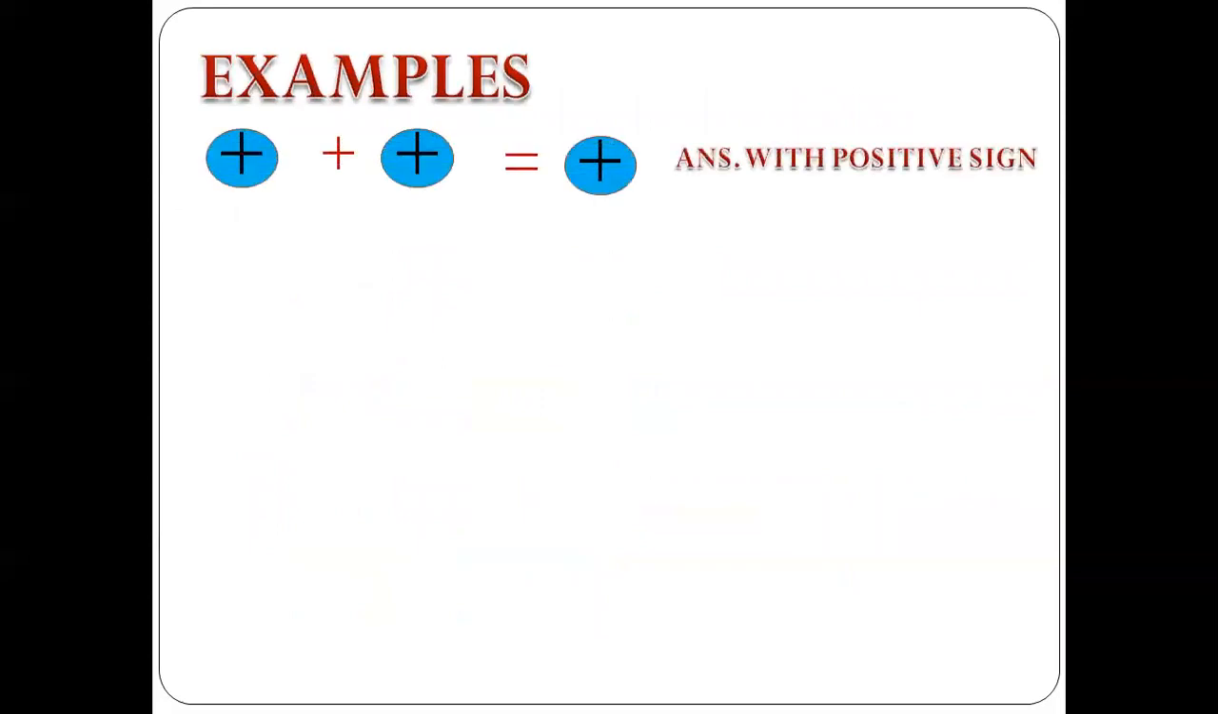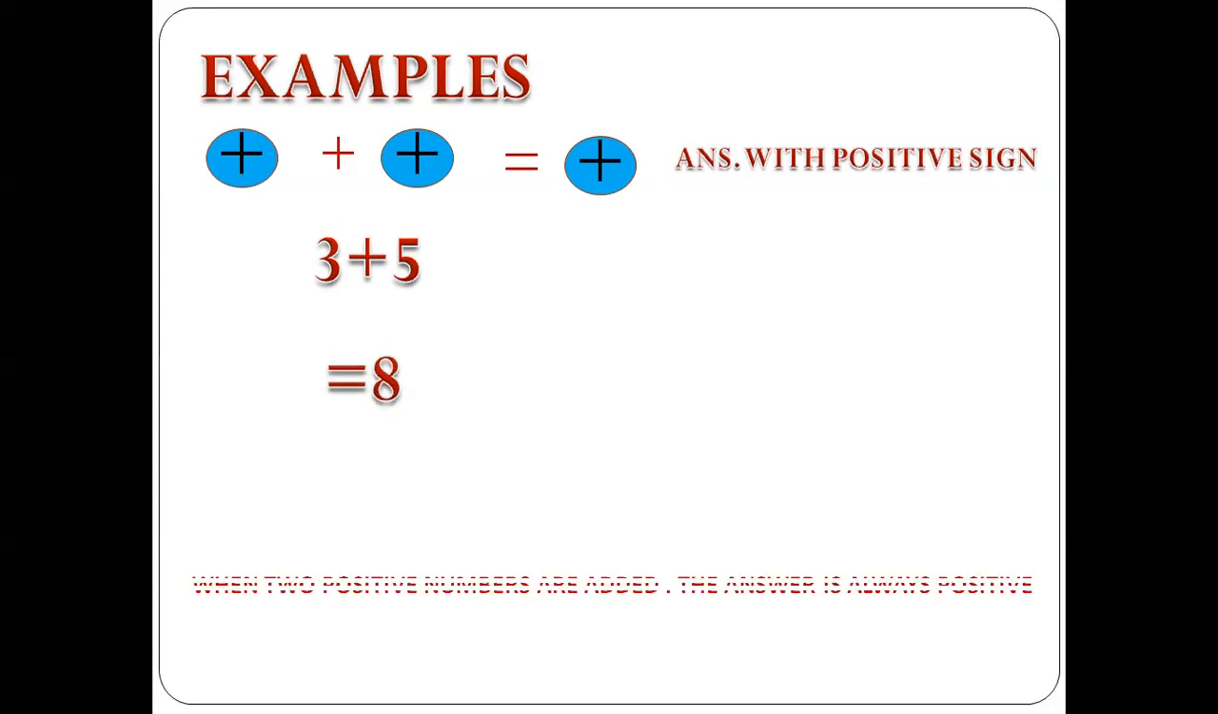So the first rule says, again I'm repeating, that when two positive numbers are added with each other, the answer is always positive. So let's see the example. Here you can see 3 plus 5. 3 is a positive number and 5 is also a positive number, and we know how to add them. So 3 plus 5 is 8. So 8 is also a positive number. It means that when two positive numbers are added with each other, the answer is always positive. Now let's see another example.